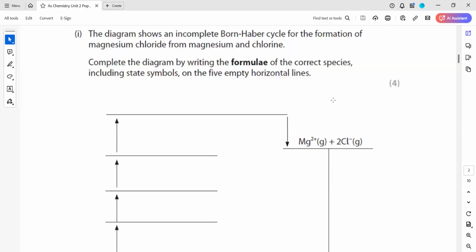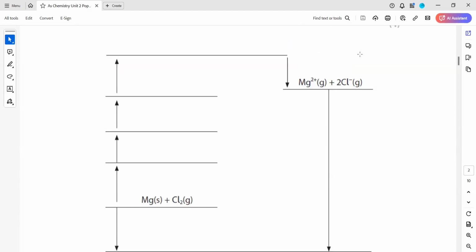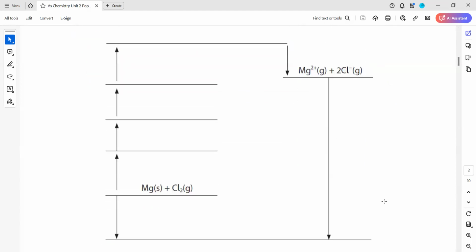So what will happen is, elements will form ions and then ions will form a compound, which is the same as elements directly forming the compound. So if you want to complete it, we want magnesium chloride, so the product will be MgCl2 in a solid state. First, we atomize magnesium: we convert magnesium solid into a magnesium atom in the gaseous state.